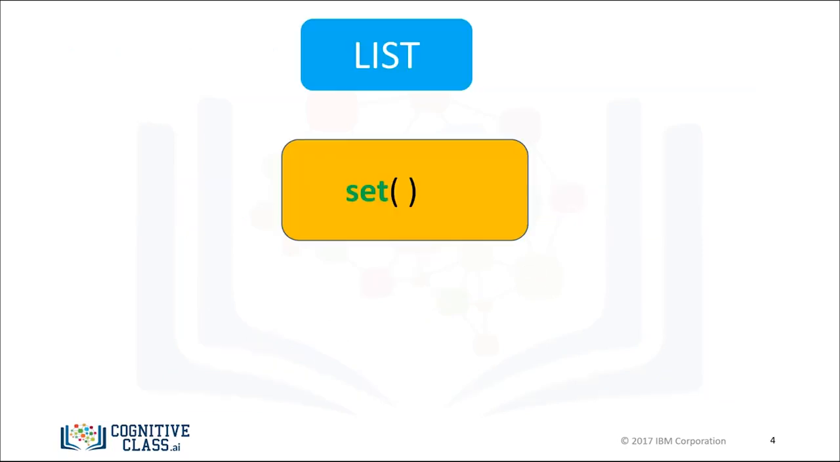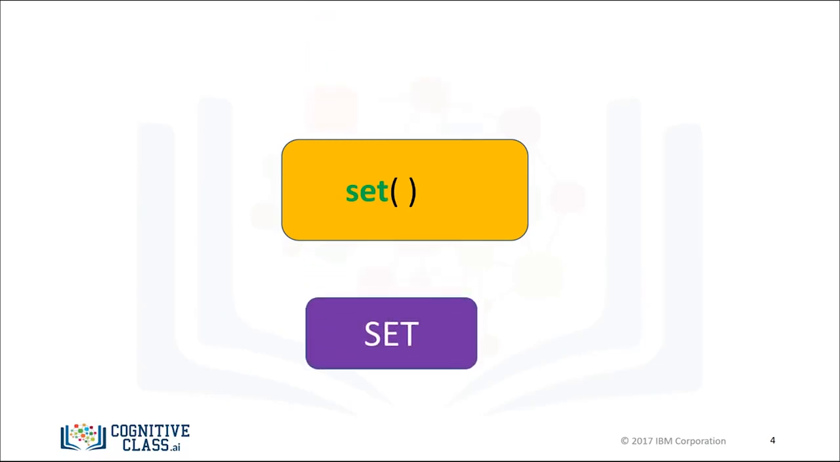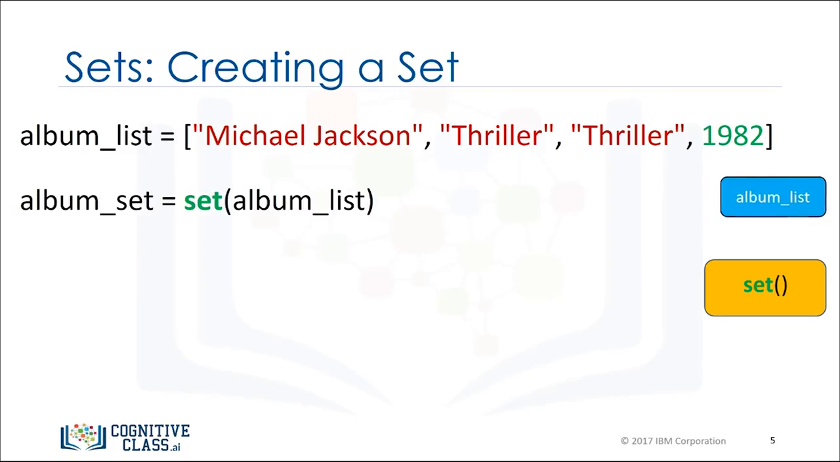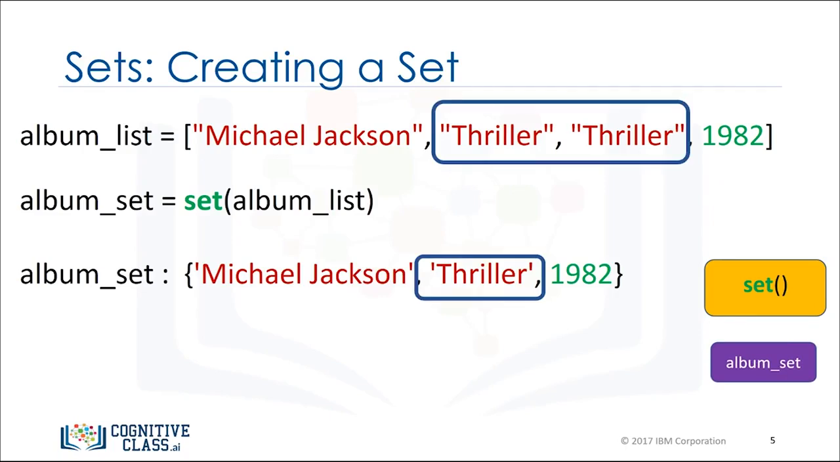You can convert a list to a set by using the function set. This is called typecasting. You simply use the list as the input to the function set. The result will be a list converted to a set. Let's go over an example. We start off with a list. We input the list to the function set. The function set returns a set. Notice how there are no duplicate elements.